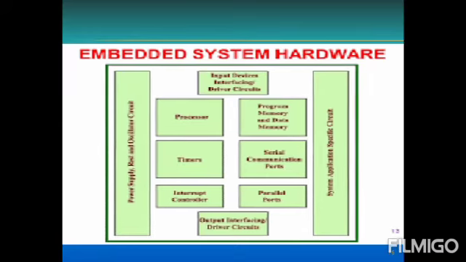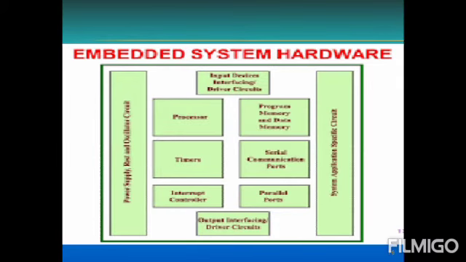Next we are discussing embedded system hardware. As we discussed in the microcontroller, the same parts exist here also. Other than that, we need some serial ports, parallel ports, and I/O devices for communication, and special tracking, that is GPS devices. These have to be added to the embedded system hardware.